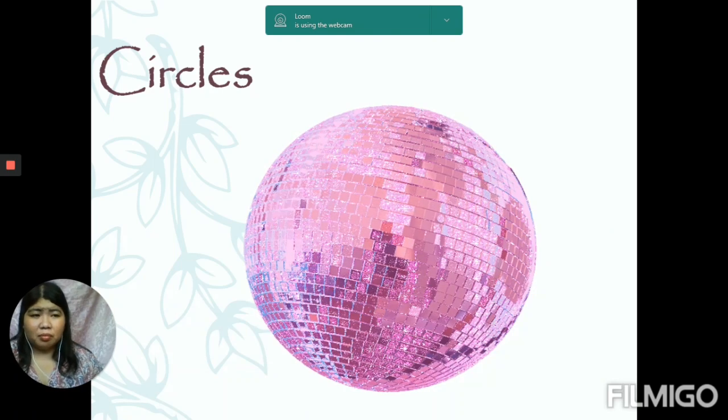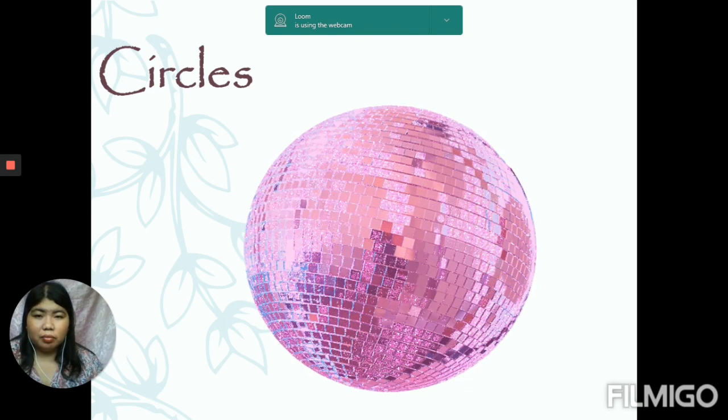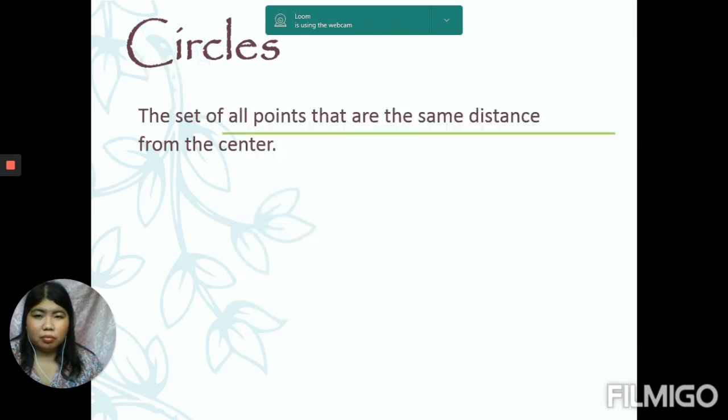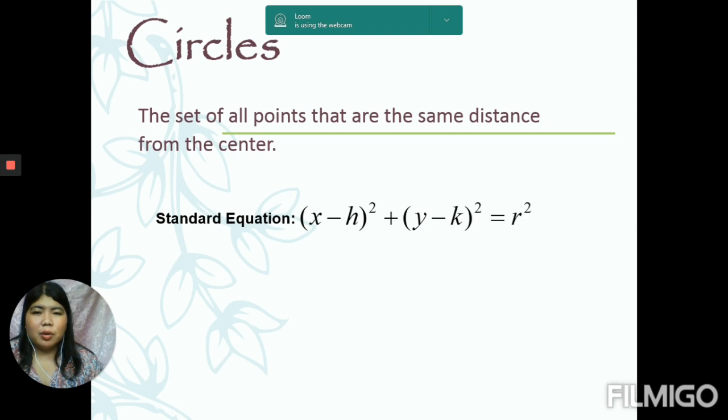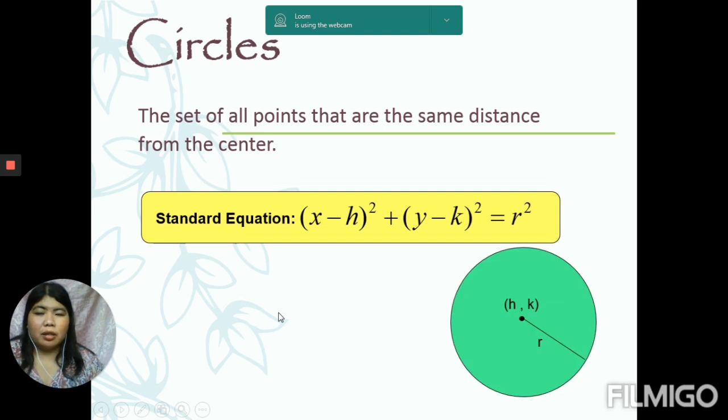Circle is a set of all points that are the same distance from the center. So if we're going to get the standard equation of the circle, it is (x minus h) squared plus (y minus k) squared equals r squared. So that is the standard equation. So remember the standard equation. This is very important when you are solving circle. Kasi importante yan.